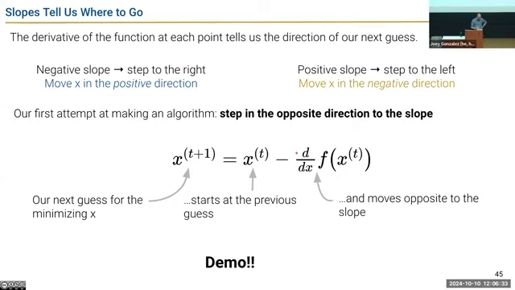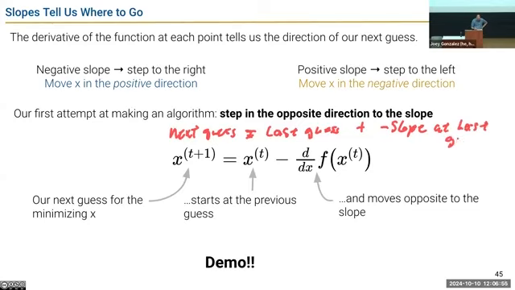All right, so my equation abstractly is next guess equals last guess plus negative slope at last guess. That's the procedure. And then some of you pointed out we might want to put a little bit of a coefficient right here. We'll come back to that in a little bit.